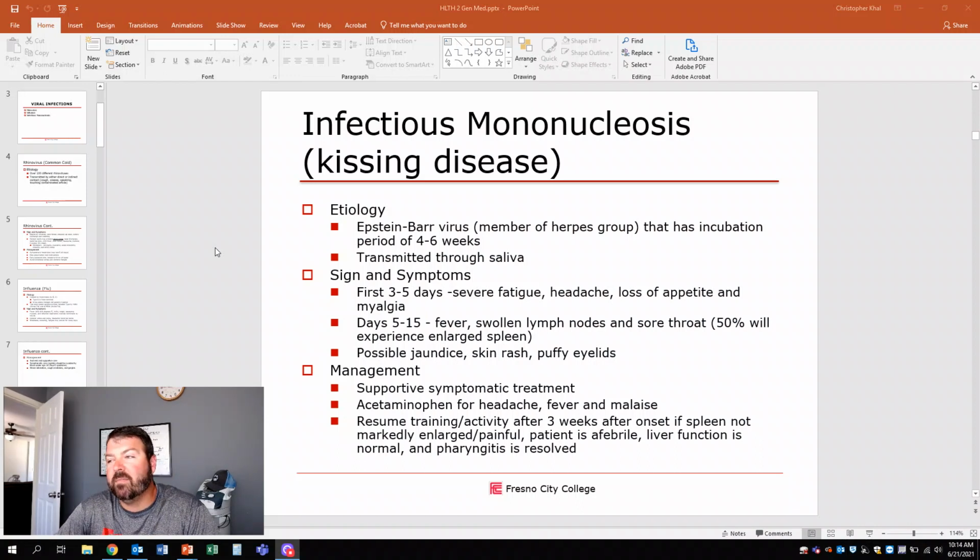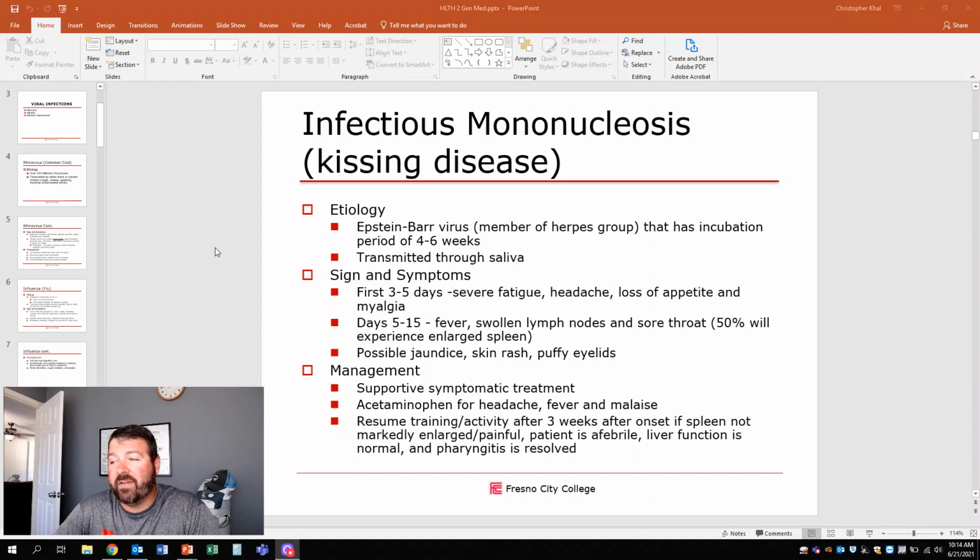All right, infectious mononucleosis, or the kissing disease, or as everyone calls it, mono. That's caused by the Epstein-Barr virus, which is a member of the herpes group. Doesn't mean you have herpes. It has an incubation period of about 4 to 6 weeks, so it takes a good amount of time. Transmitted through saliva.